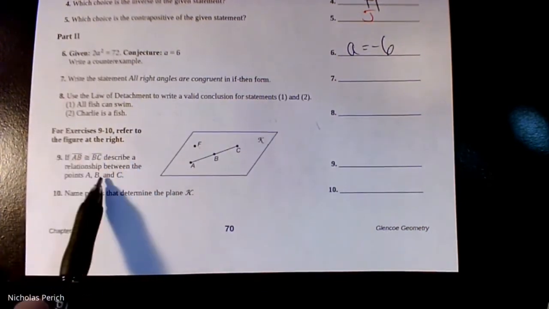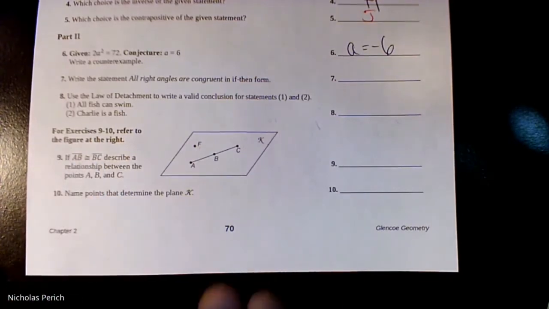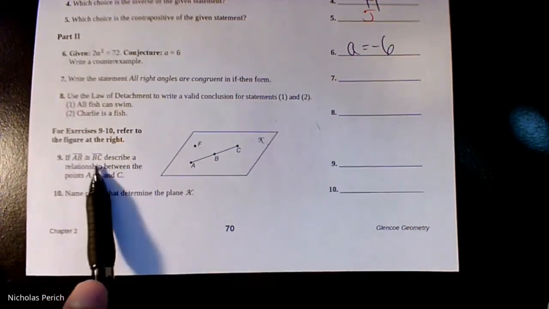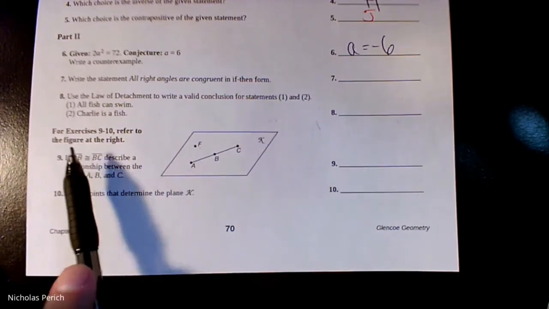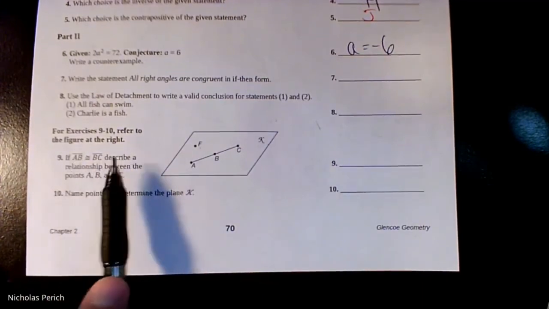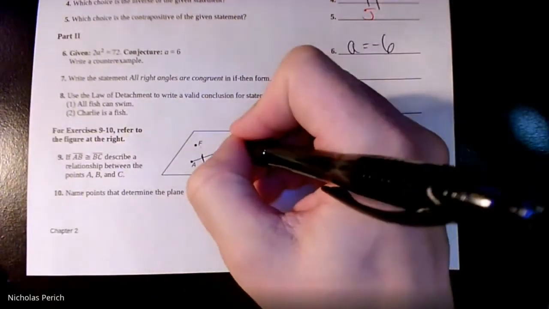Refer to the figure on the right. Refer to the figure on the right to do what? Oh, never mind. If AB is congruent to BC, describe a relationship between the points A, B, and C. If AB is congruent to BC, describe a relationship. So AB is congruent to BC.